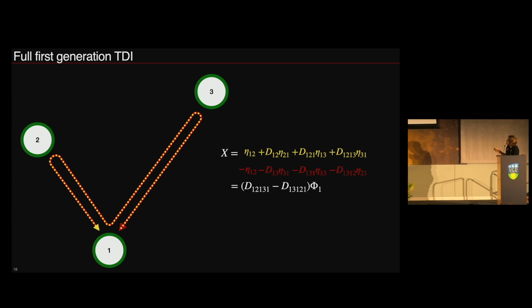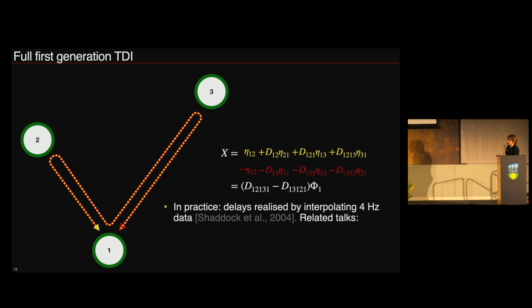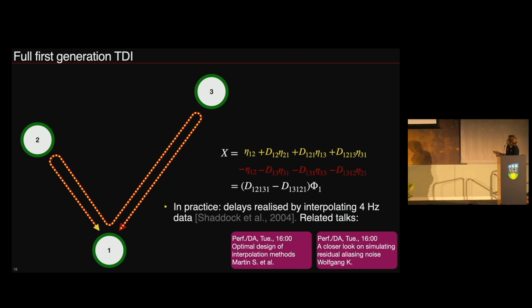Now in practice, to do this, you need to somehow time shift your measurements after you have taken them. And the way we plan to do that is using interpolation, which I think was first proposed in this paper by Shaddock et al. And the baseline for this has been for, well, 20 years now, Lagrange interpolation, but there's actually some new results here at this conference where people looked at alternative methods. There's one talk by Martin Stab and another one by Wolfgang Kastaun, also in this performance data analysis session this afternoon.